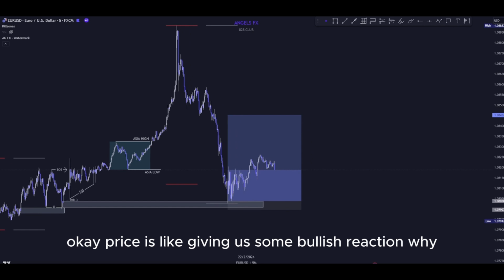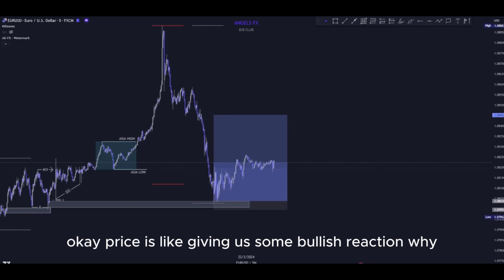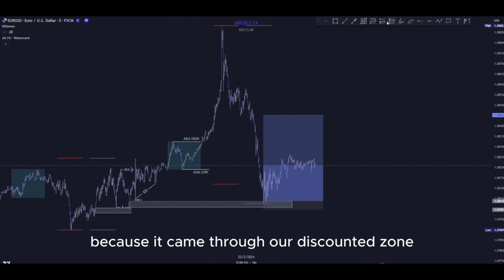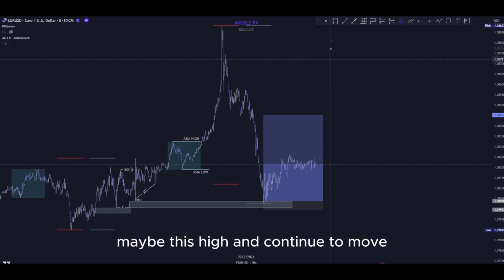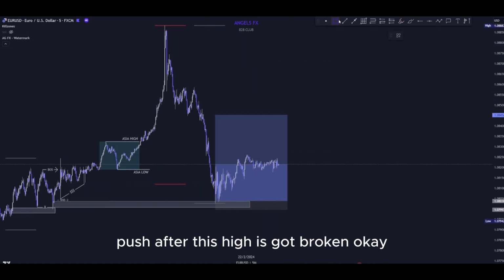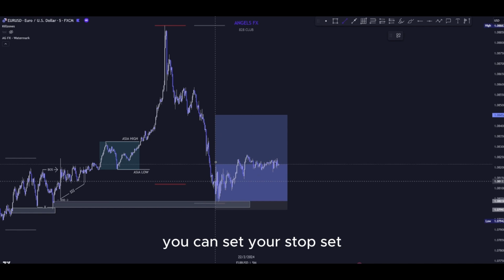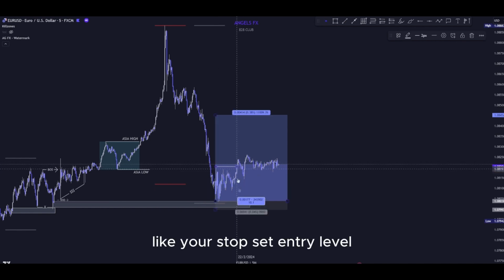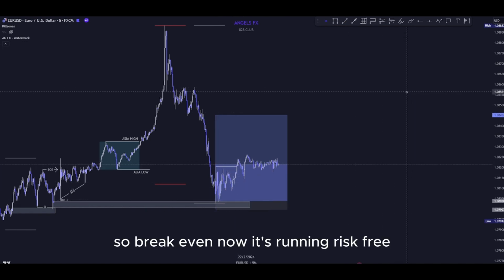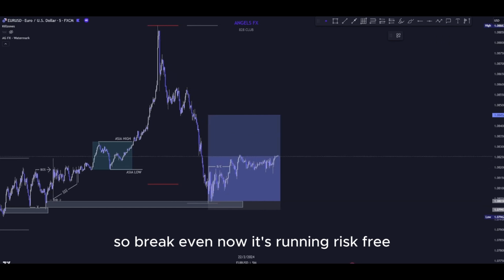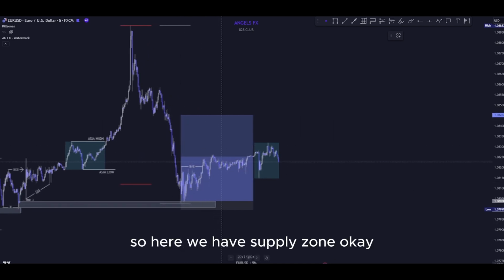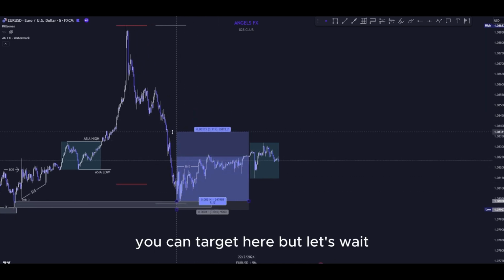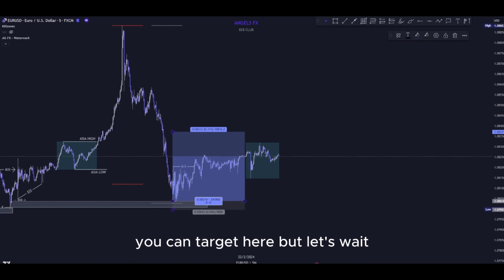Okay, price is giving us some bullish reaction. Why? Because it came through our discounted zone, and now it needs to sweep maybe this high and continue to move bullish. After this high got broken, okay, you can set your stops at entry level, so break even. Now it's running risk free. We can wait. So here we have a supply zone, okay, you can target here, but let's wait.